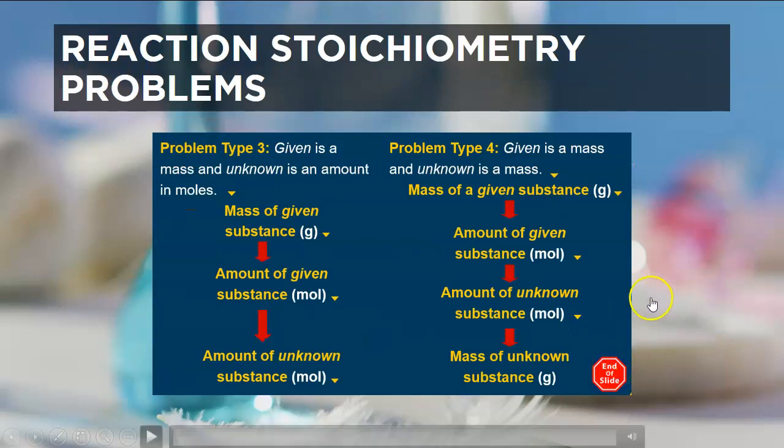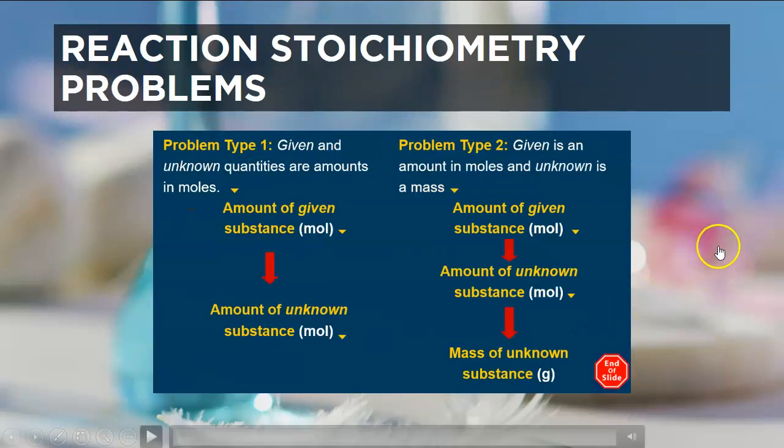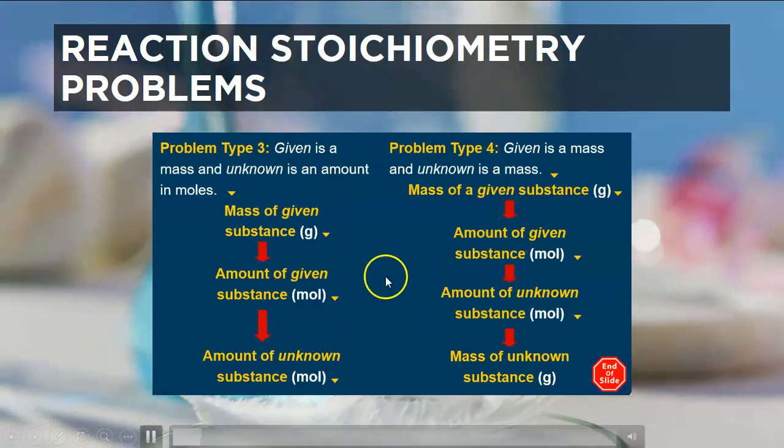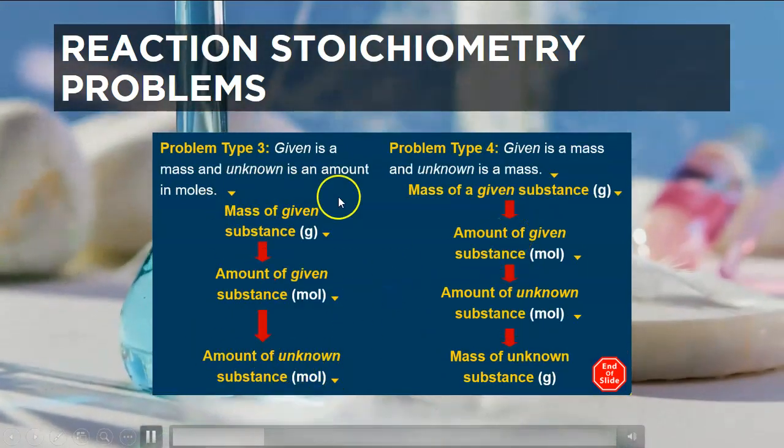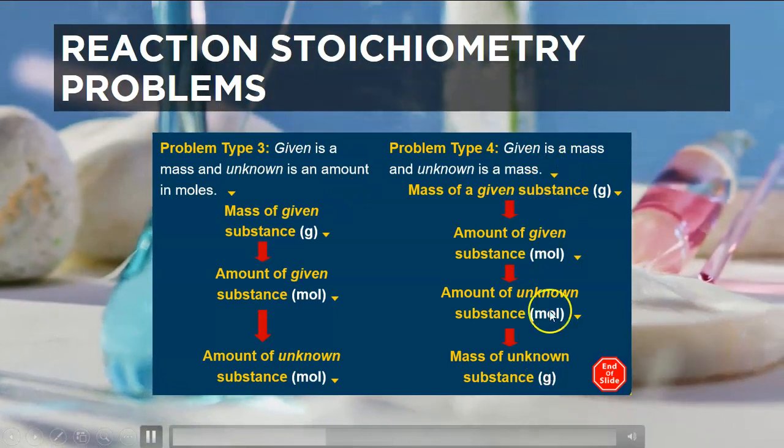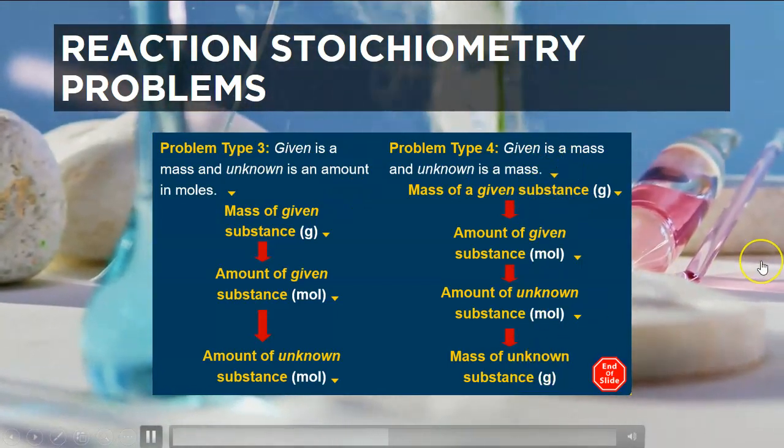So it's basically like these 4 problem types is where do I start and where do I end. So I could find moles given moles. I could find grams given moles. I could find moles given grams. Or I could find grams given grams.